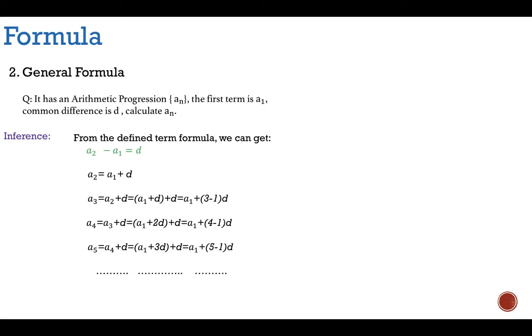The third term is the second term plus d, which equals the first term plus 2d, that is, the first term plus (3 minus 1) times d. So we know the nth term is the first term plus (n minus 1) times d. From this, if the first term of an arithmetic progression is a1 and the common difference is d, then the nth term of the sequence is given by: the nth term is the first term plus (n minus 1) times d.